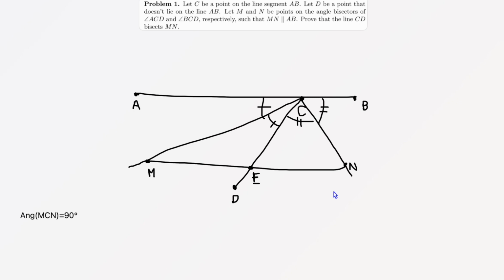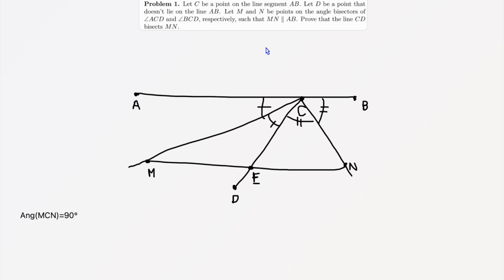Now again, we've drawn it out. Now we want to see what information we have. That's always a good thing. So again, D is an arbitrary point, C is an arbitrary point. There's no information there. Points on the angle bisectors, we've drawn that out nicely. What else have we? Oh yeah, M and N are parallel to AB.